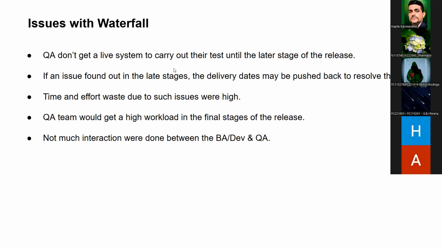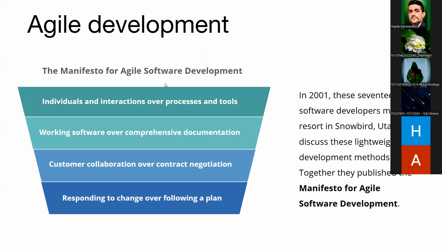With waterfall, testing comes last, there is a lot of wasted time, and people in QA get a lot of workload at the end, with not much interaction between the phases. Those are all challenges. As a resolution, we discussed that the iteration based software development model was introduced, and now we are in a different model, called agile.